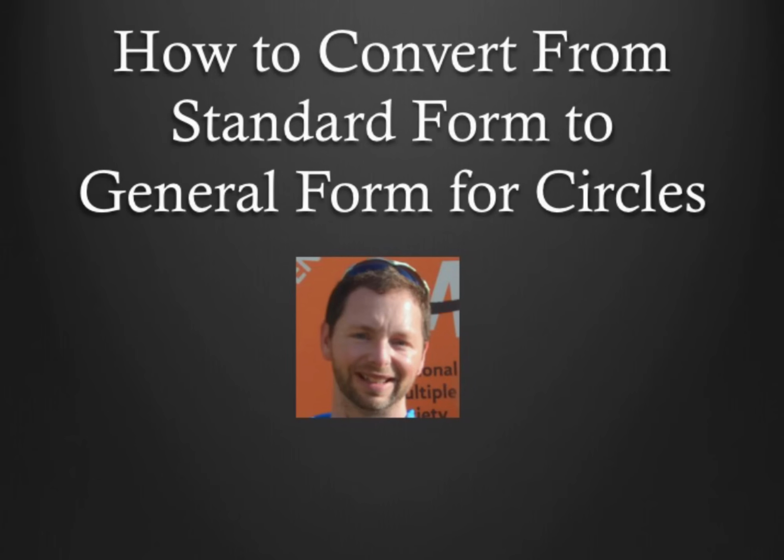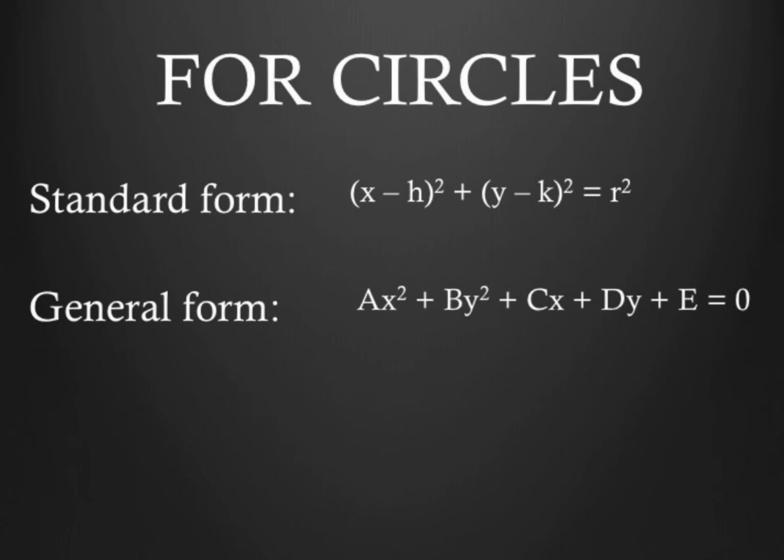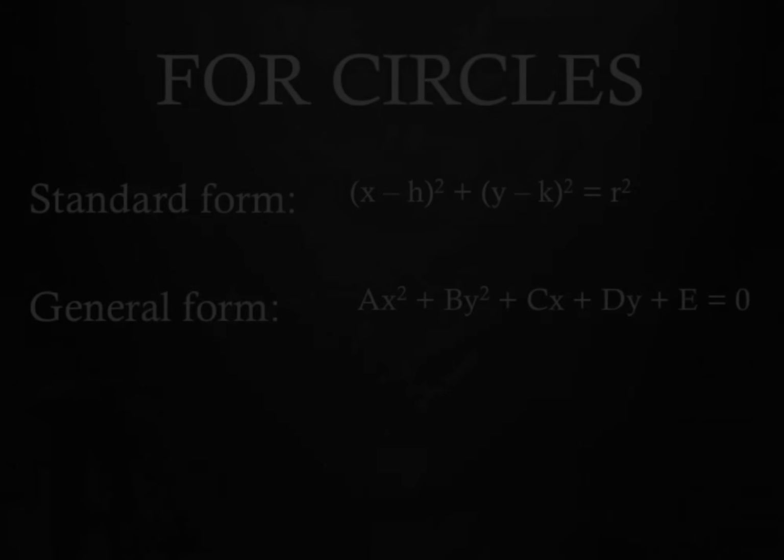In this video lesson, I'm going to show you how to convert from standard form to general form for circles. In order to do that, we're going to have to know two things: what standard form of a circle is and what general form of a circle is. So these are the two equations for each one of those. For the standard form, you've got the quantity x minus h squared plus the quantity y minus k squared equals r squared. And then in general form, you've got ax squared plus by squared plus cx plus dy plus e equals 0. So let's check out our first example.